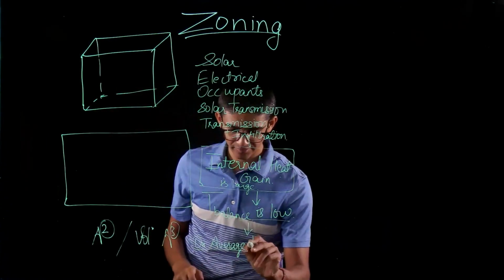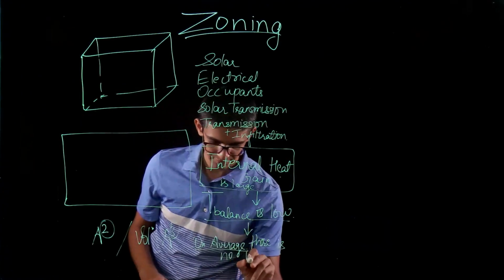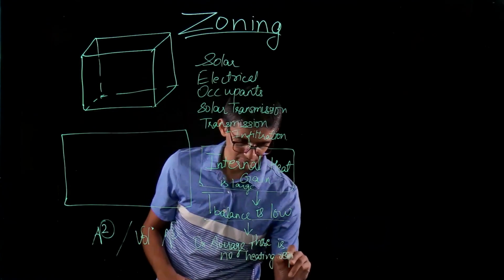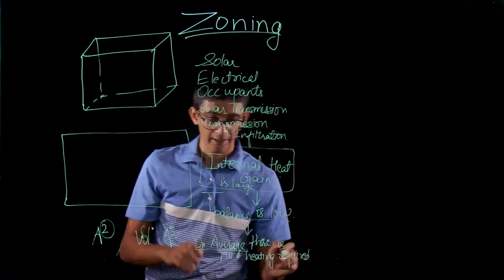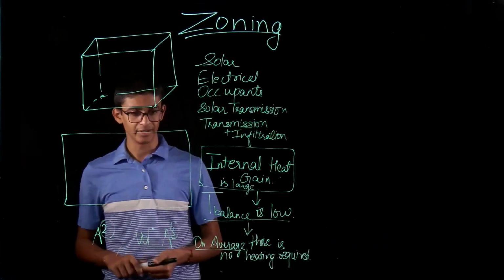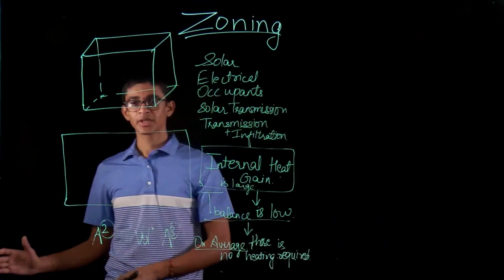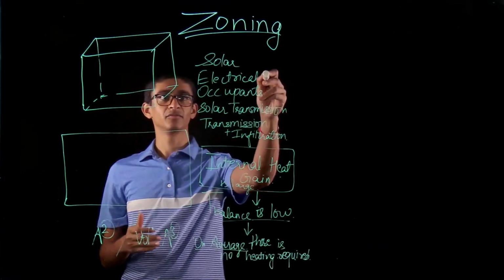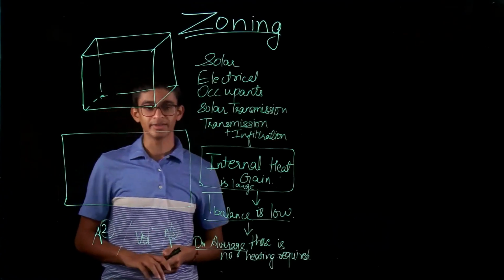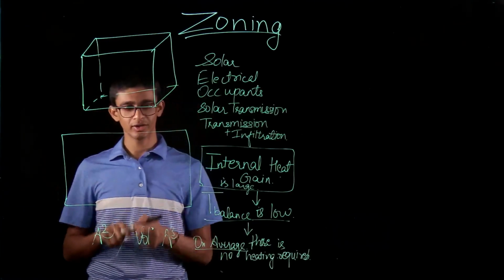So on average there is no heating requirement, and the balance temperature could go as low as 0 Kelvin. That means that even if the outside is 0 Kelvin, which is really very cold, the internal heat gains from occupants and electrical appliances are so high that there is no heating requirement even if outside is 0 Kelvin. That is actually not the case.